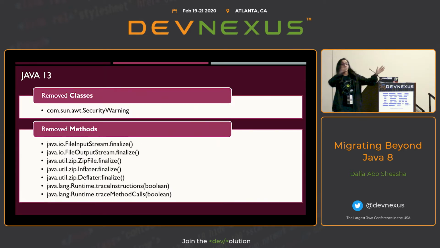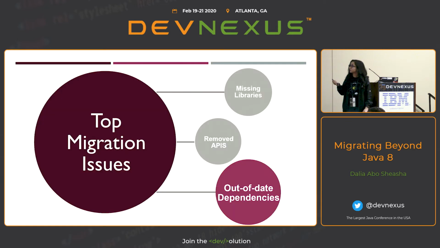I talked about Java 11, but I do want to hit Java 13 for a sec. So with Java 12 and 13, not a lot got removed because it's only been a year. So the security warning class got removed. Most of you probably don't have to worry about that, but the finalize methods got removed for a lot of the other classes. So you'll see that those you can no longer call.